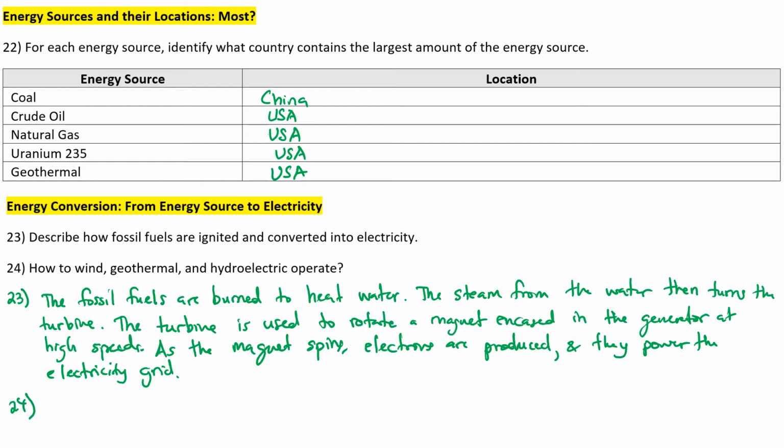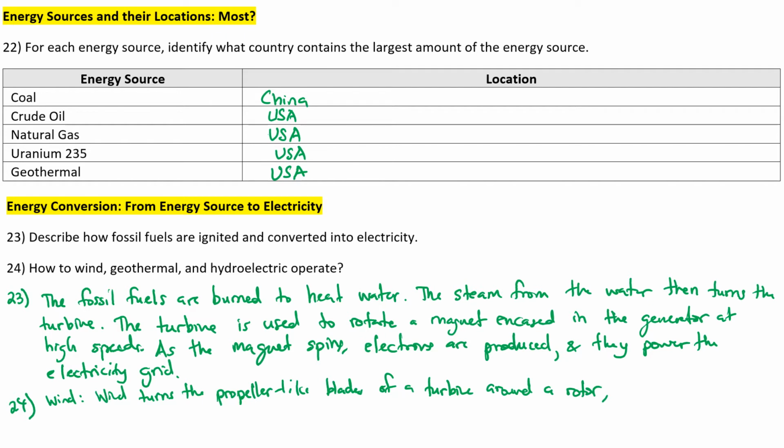The question is, how do wind, geothermal, and hydroelectric work? So let's start off with wind. So with wind energy, wind turns the propeller-like blades of a turbine around a rotor, which then spins a generator which creates electricity.